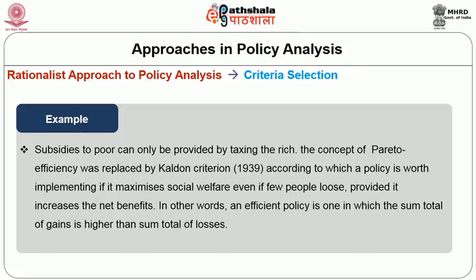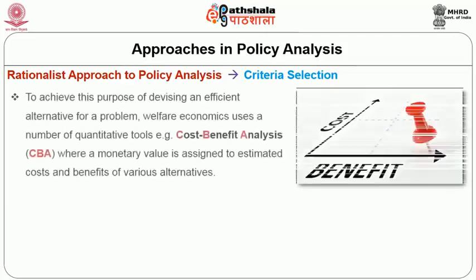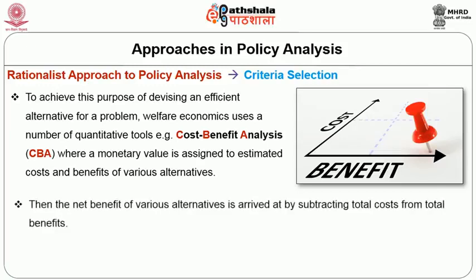In other words, an efficient policy is one in which the sum total of gains is higher than the sum total of losses. To achieve this purpose of devising an efficient alternative for a problem, welfare economics uses a number of quantitative tools, for example, cost-benefit analysis, where a monetary value is assigned to estimated costs and benefits of various alternatives. Then the net benefit of various alternatives is arrived at by subtracting total costs from total benefits.